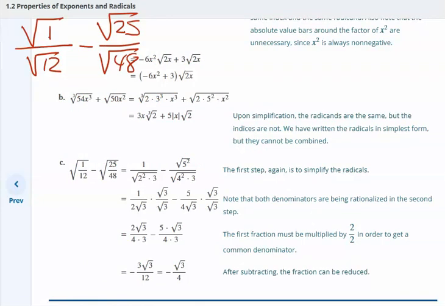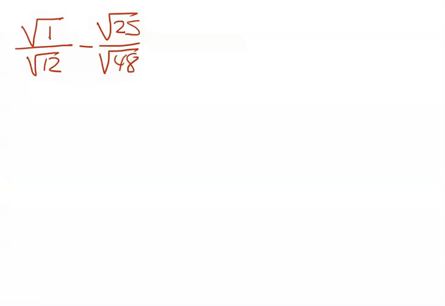Let's go to our whiteboard and see what we can do to simplify. So we know the square root of 1 is 1. And the square root of 12 from an earlier lesson is the square root of 4 times the square root of 3, which then becomes 2, the square root of 3. So that's what we have there. Now, the square root of 25 is 5. And the square root of 48 is the square root of 16 times 3. So this is going to be 4, the square root of 3.